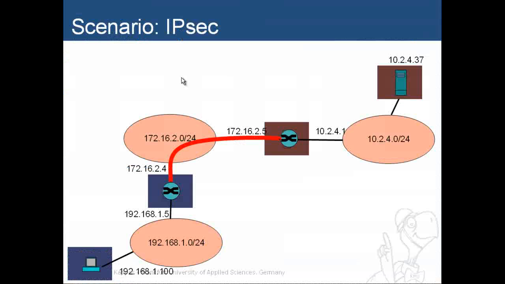So if somebody were to observe here in the public network, as we actually just did, we won't see traffic between the two endpoints here, 192.168.1.100 and 10.2.4.37. We will only see traffic between here and here within the tunnel. So that pretty much concludes IPsec. Let's move on to OpenVPN.